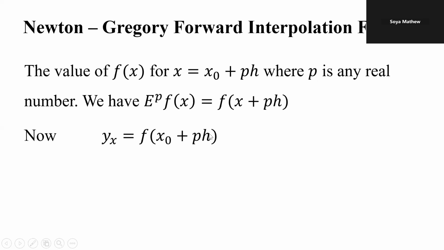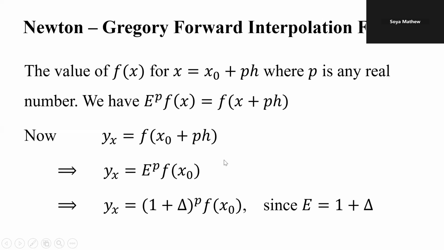So let us consider the function y as f of x naught plus ph, according to our assumption for x. That can be replaced by the above formula, E raised to p of f of x naught. Using the operator formulas, E can be denoted as 1 plus the forward difference operator delta. So E can be replaced with 1 plus delta, the whole raised to p, into f of x naught.